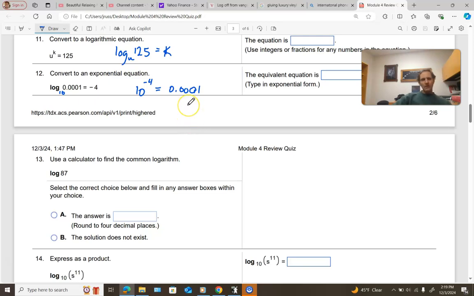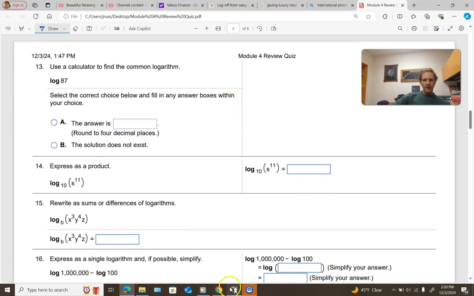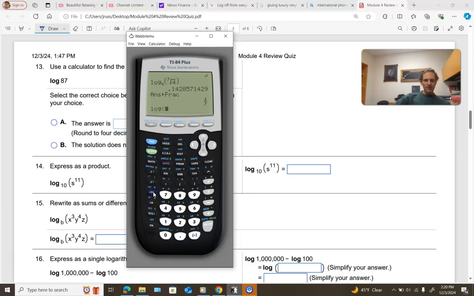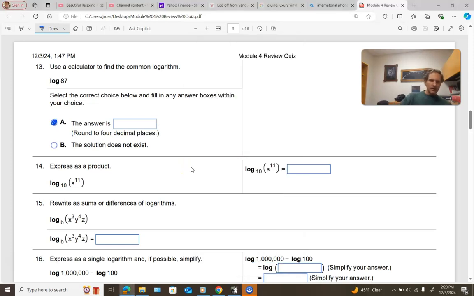All right. And then number 13, it says use a calculator to find the common logarithm. Well, if it's a common logarithm, then we could just type in there log of 87, and we're going to get a decimal approximation because technically that's an irrational number. And it says round to 4 decimal places. So to 4 decimal places, this would be 1.9395. Okay.